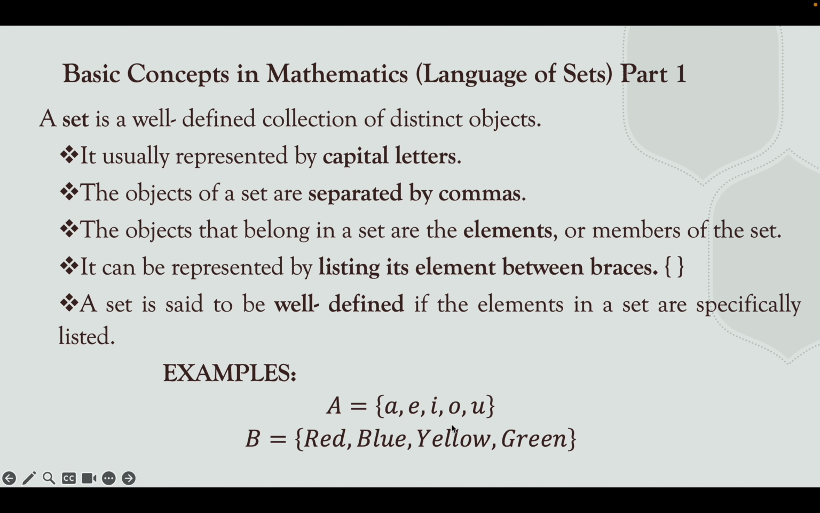Another example is the set of colors. The elements are red, blue, yellow, green. Another example is set C. It has the elements from numbers 1 to 5. So we have the given elements 1, 2, 3, 4, and 5.